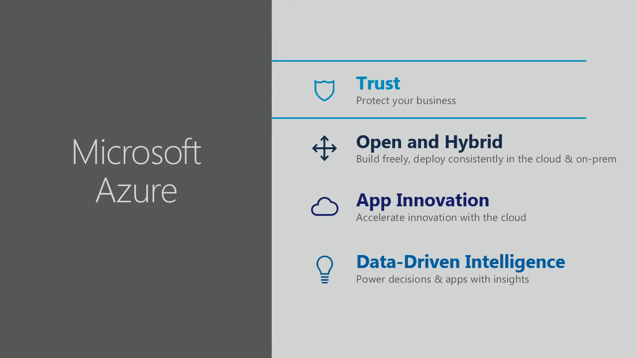So what is Microsoft Azure? Microsoft Azure is our cloud platform. We're very proud of what we have done. It's based on these 4 pillars. Trust, where you can really trust your data and applications to our platform. It's open and hybrid, where you can build utilizing your own operating systems, your own applications, your own platform of choice. It enables app innovations, and it utilizes intelligent services.